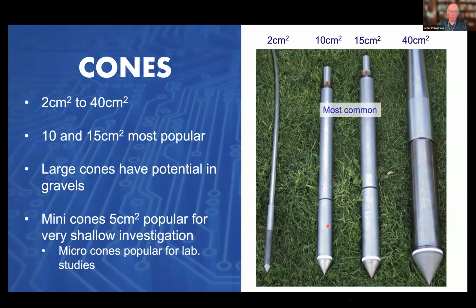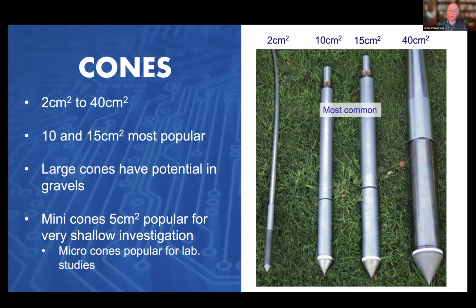And that bump was called a friction reducer, and it was designed to push the soil away from the rods so that you would have less rod friction and you could push the cone deeper. And so when you have a 15 square centimeter cone, you still push it with 10 square centimeter rods. So it actually takes less force to push the 15 square centimeter cone in because it basically already has a built-in friction reducer. So it works out that it's actually easier to push the 15 square centimeter cone.